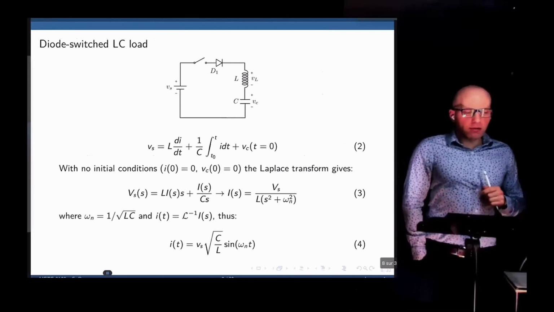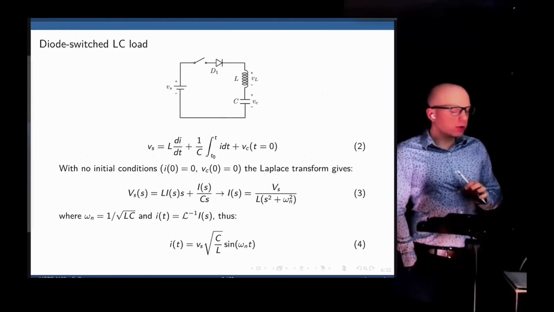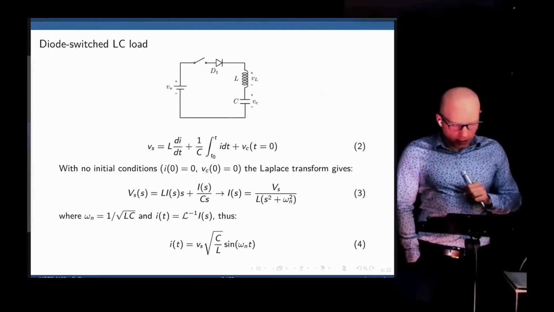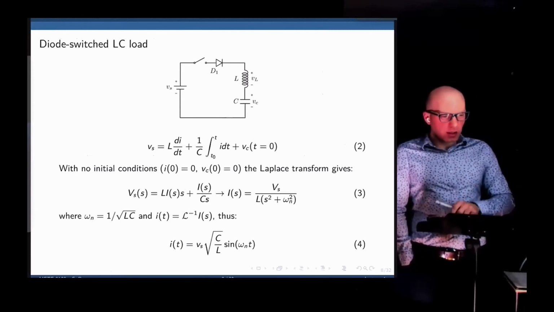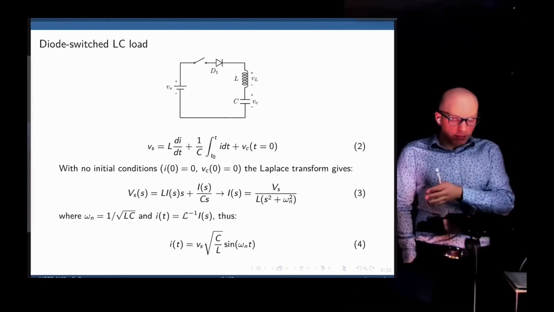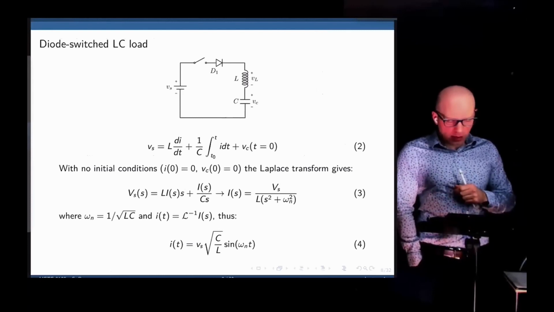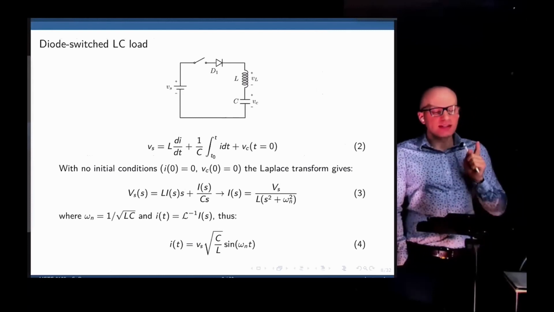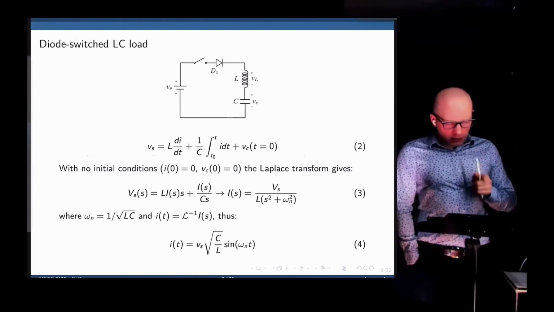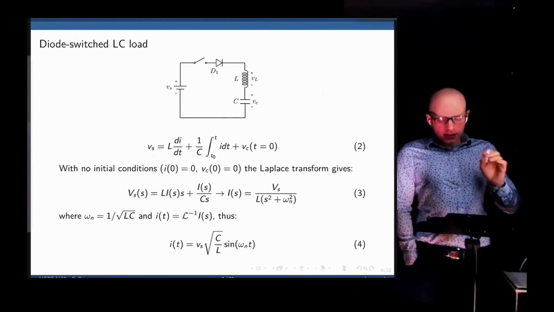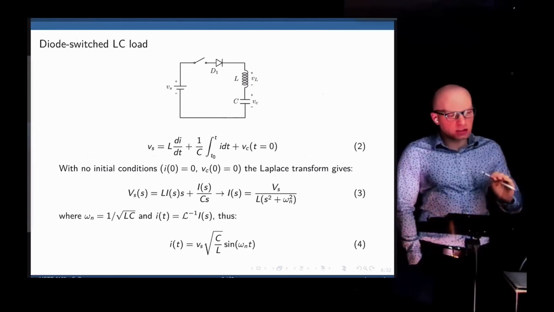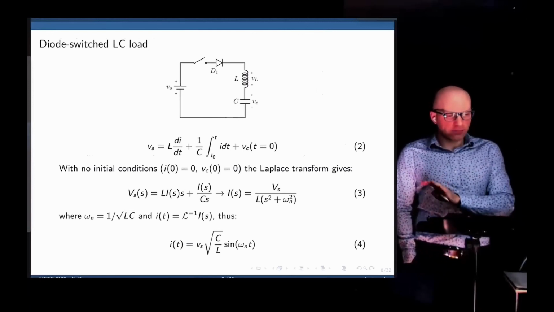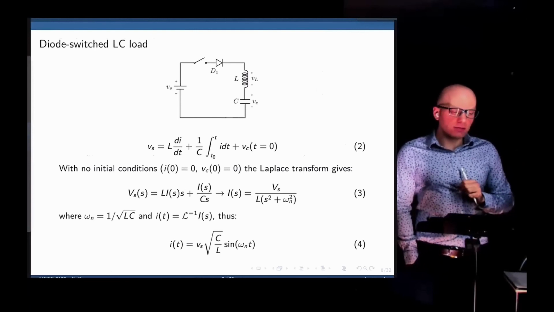Now let me give you an example of what we can do with a diode. Let's consider this LC circuit. It is an LC circuit, and at the input we have a DC voltage. Let's see what happens here. Let's assume to start that the diode is not there. We only have an LC circuit, and we have a DC voltage.